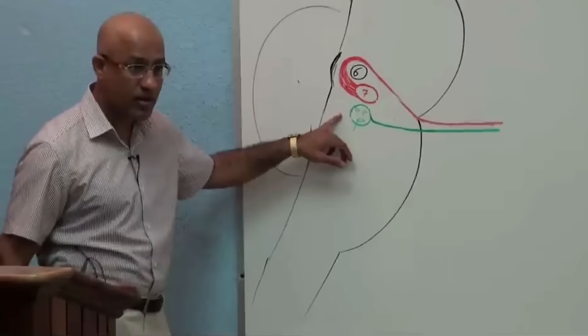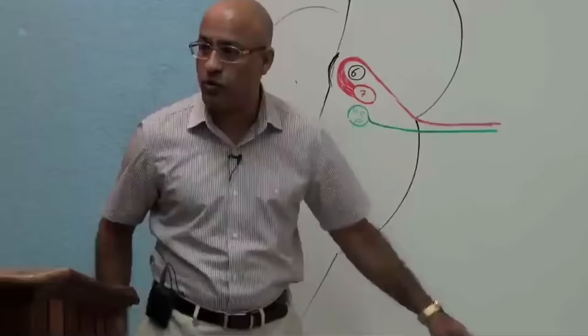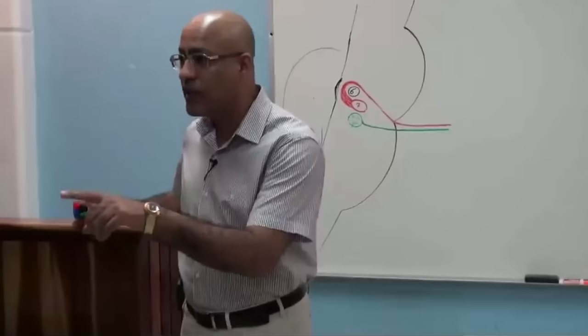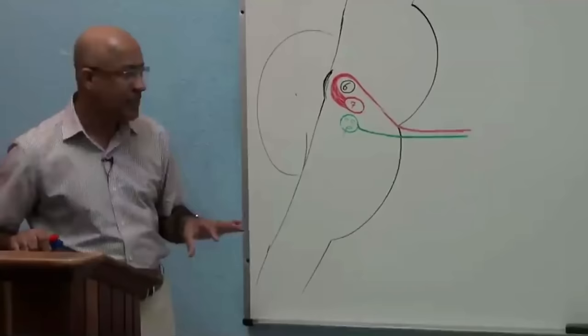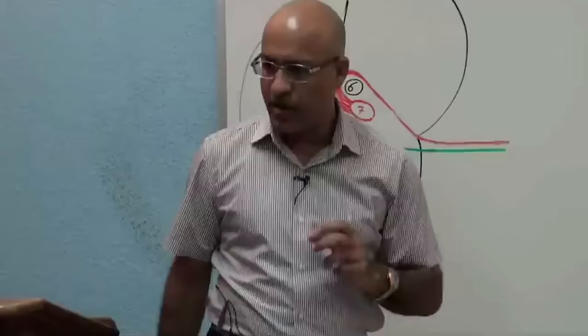Remember, the inferior salivatory nucleus is just below it, and the inferior salivatory nucleus gives its fibers to which nerve? Ninth nerve, glossopharyngeal, right? But the superior salivatory nucleus gives fibers to the seventh nerve, and the superior salivatory is not only salivatory, but it is also lacrimatory. Is that right? Now these are the two motor types of fibers which are components of the facial nerve. Now we come to the sensory fibers with the facial nerve, right?